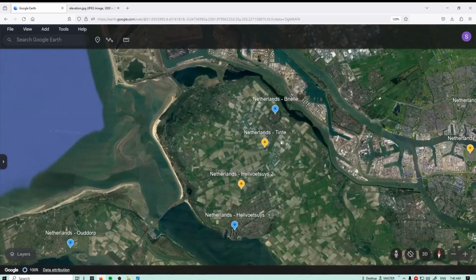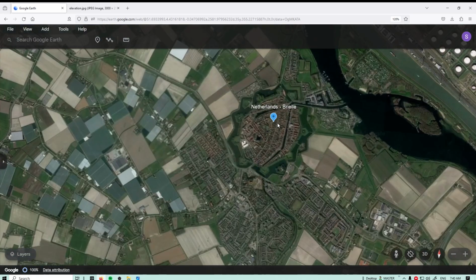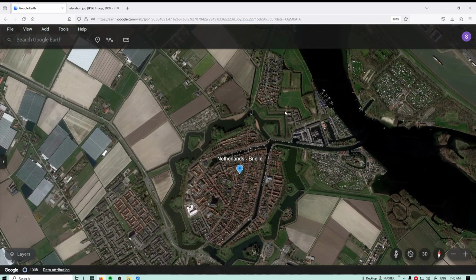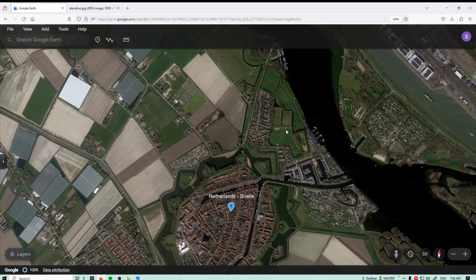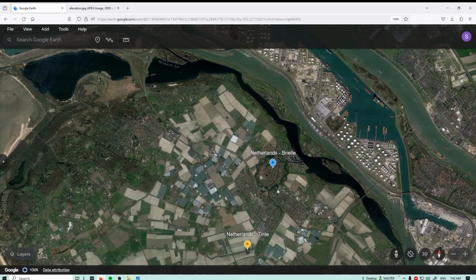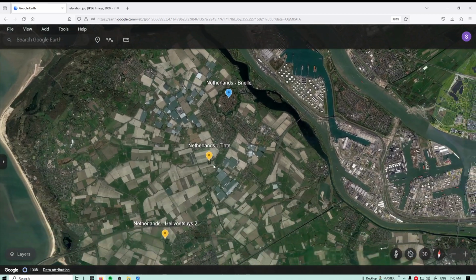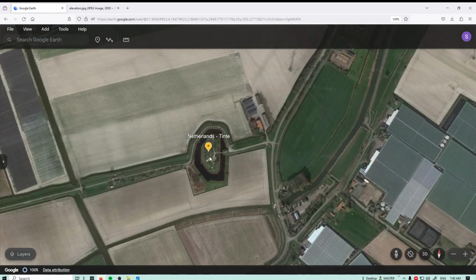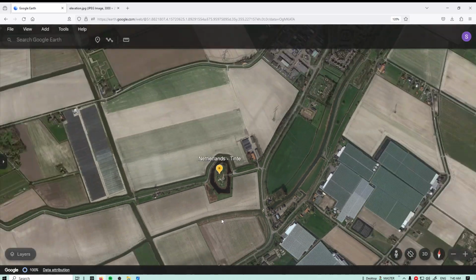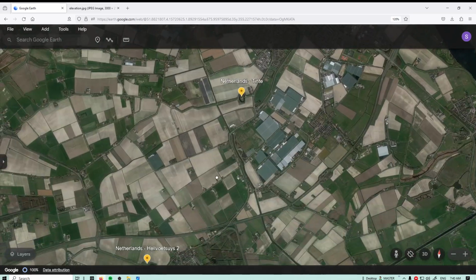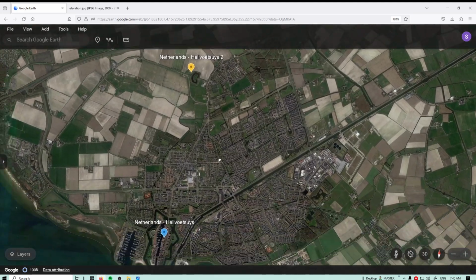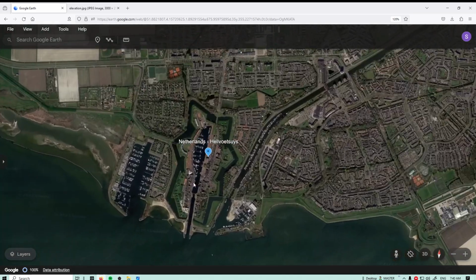And then we can go to Lièvre, which has a nice structure. You'll see those lines? And all over the place you can find those fortifications. Another one here. That's a nice place.